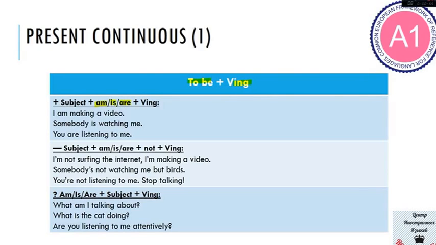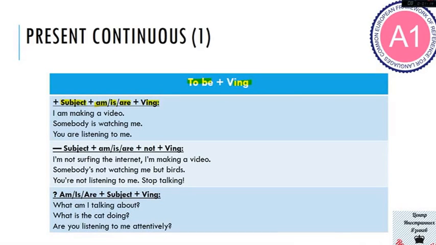So, if you need to make a positive sentence in present continuous, do not forget to put the subject in the first place in the sentence. After it, put the verb to be in an appropriate form, and after that, the main verb plus ing.